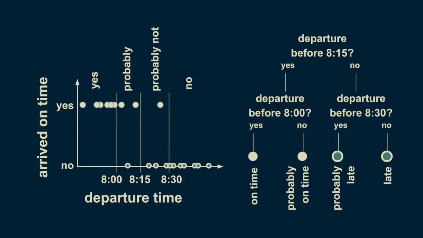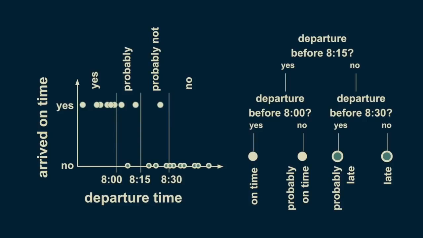If we add additional decision boundaries at 8 o'clock and 8:30, then we can divide up our arrival estimate more fully. Those before 8 o'clock are confidently on time. Those between 8 and 8:15 are probably on time, but not guaranteed to be so. Similarly, departure times after 8:15 can be divided into those after 8:30, which are almost certainly late, and those before 8:30, which still have a small chance of being on time.